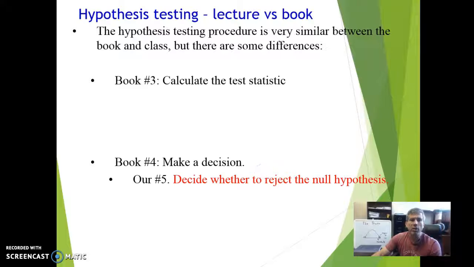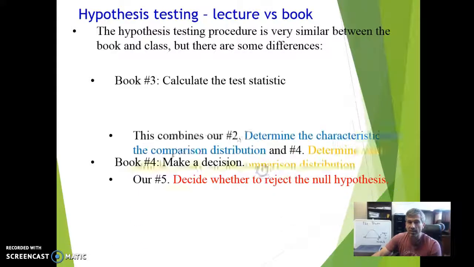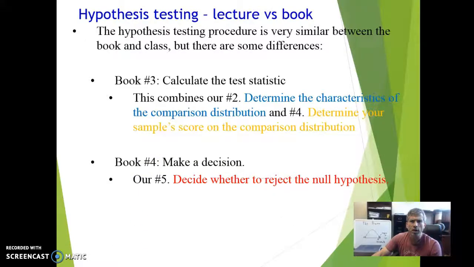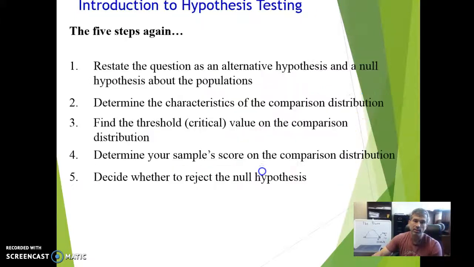The book's number 3 is calculate the test statistic. That combines number 2 and number 4. It lumps those two together. Again, I like keeping them separate, and I like doing the comparison distribution stuff before we get the critical values. So their step 3 lumps our two steps together. And then book step number 4 is make a decision. That's exactly the same as our step 5. Decide whether or not you're going to reject this null hypothesis.